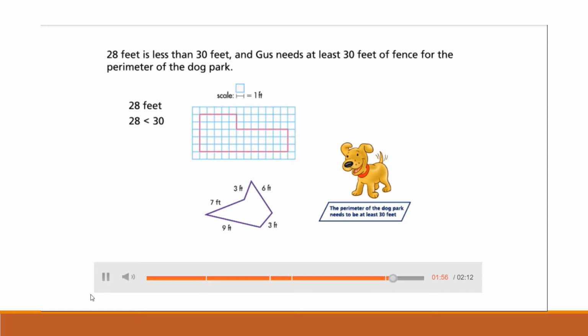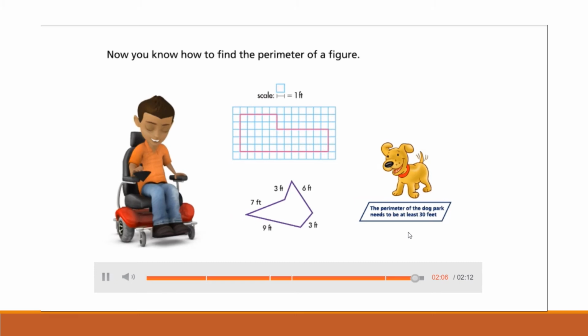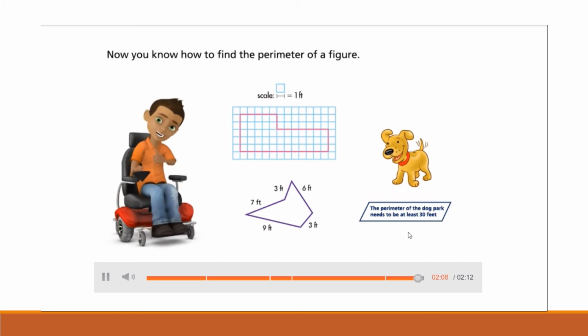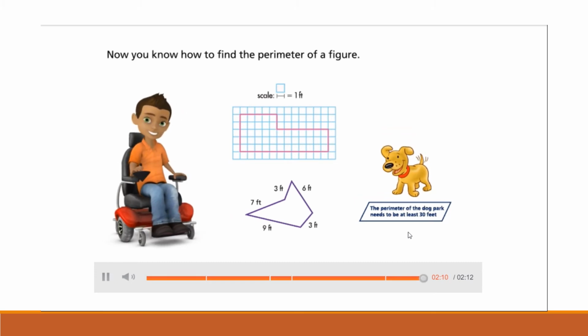28 feet is less than 30 feet, and Gus needs at least 30 feet of fence for the perimeter of the dog park. Now you know how to find the perimeter of a figure.